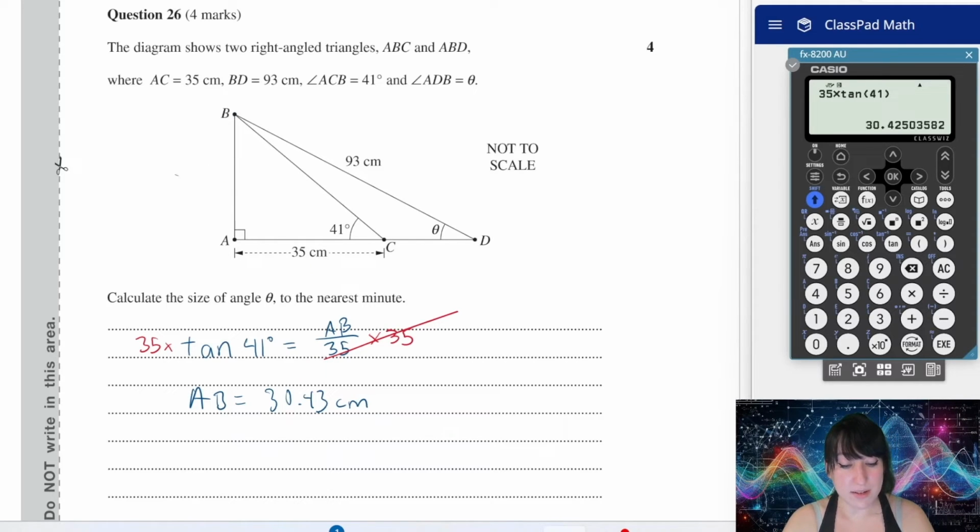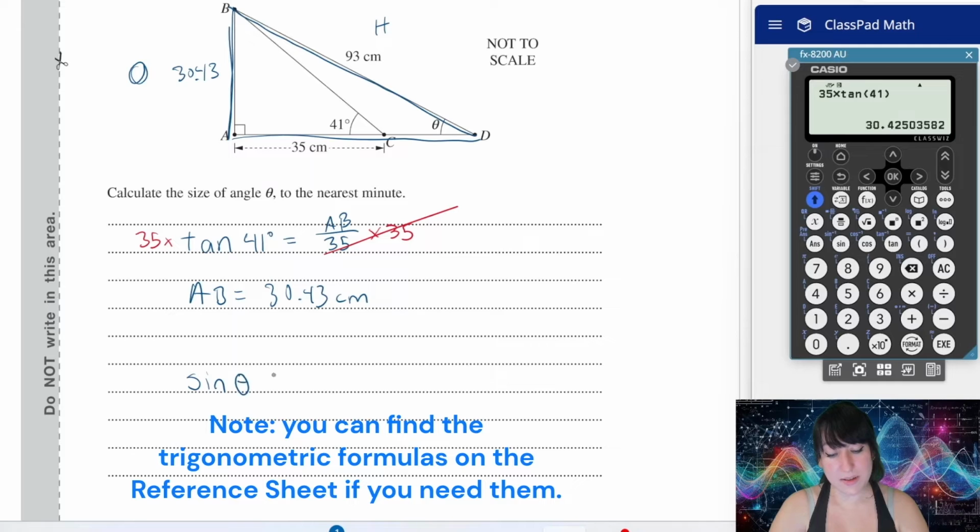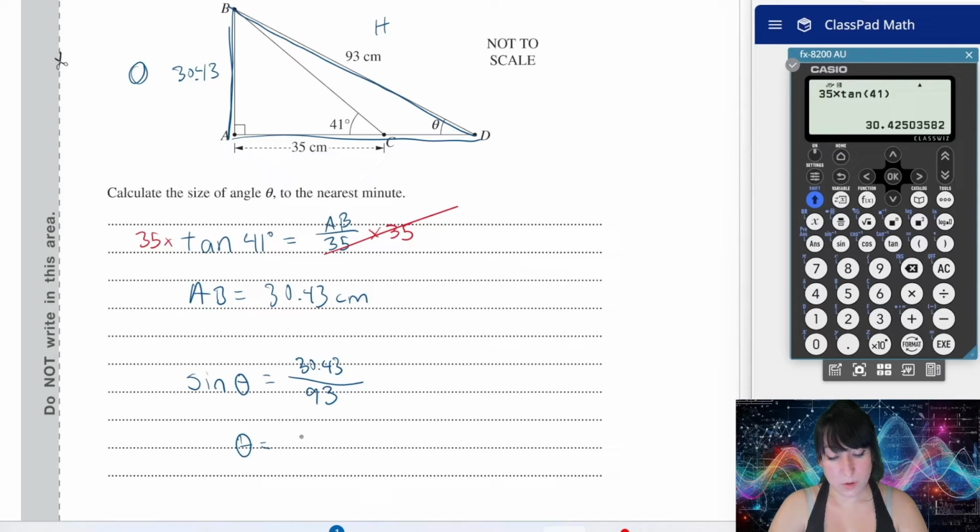So now that I know this side is 30.43, I can use that side and this hypotenuse here of this larger triangle to find theta. So from the angle theta, this side is the opposite, and this is the hypotenuse. So we're going to use sine. Sine theta would equal opposite, 30.43, over hypotenuse, which is 93. To get theta, we do inverse sine of 30.43 over 93.